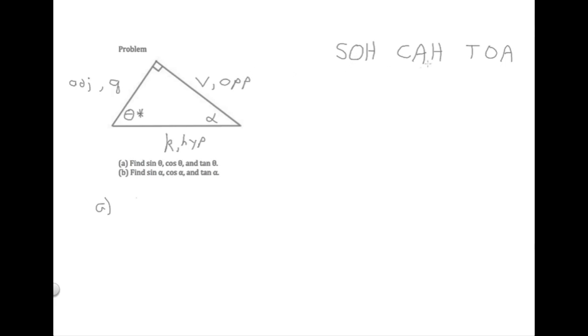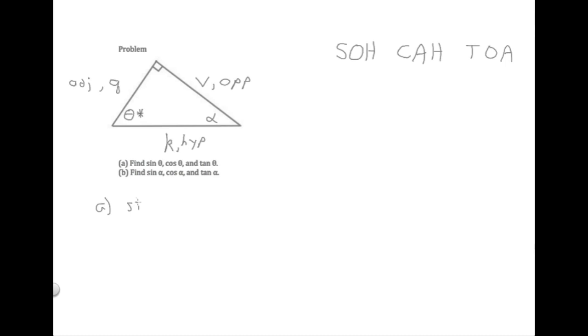So notice that opposite and adjacent always refers to the legs, never to the hypotenuse. And you can see that who is opposite and who is adjacent depends on which angle you're focusing on. What does opposite mean? It means opposite to the angle that you're focusing on, which was theta here. And what does adjacent mean? Adjacent means adjacent to the angle that you're focusing on, which is theta in part A.